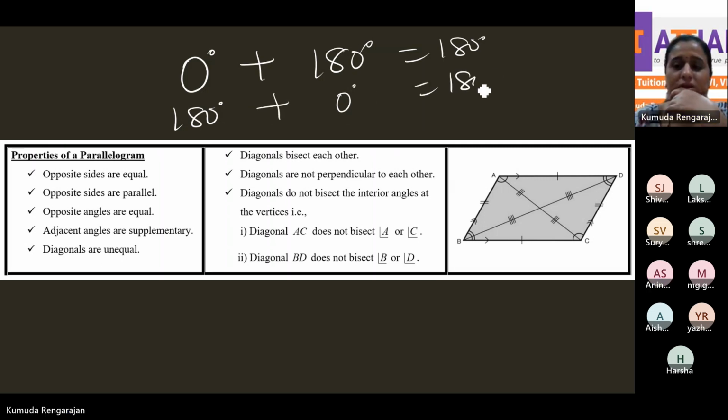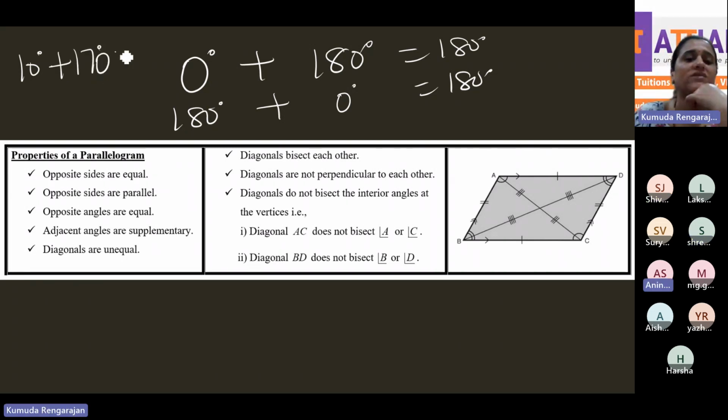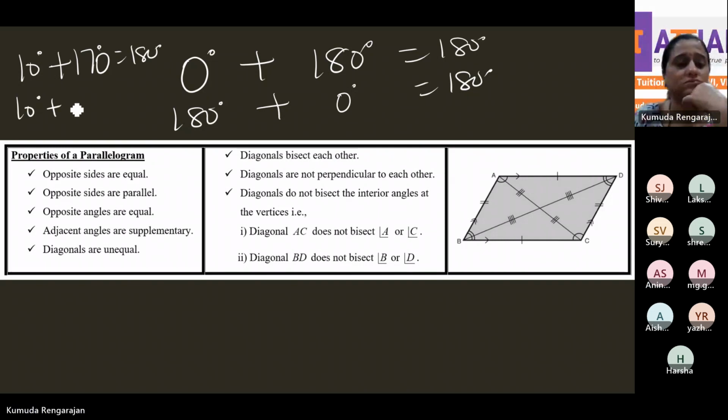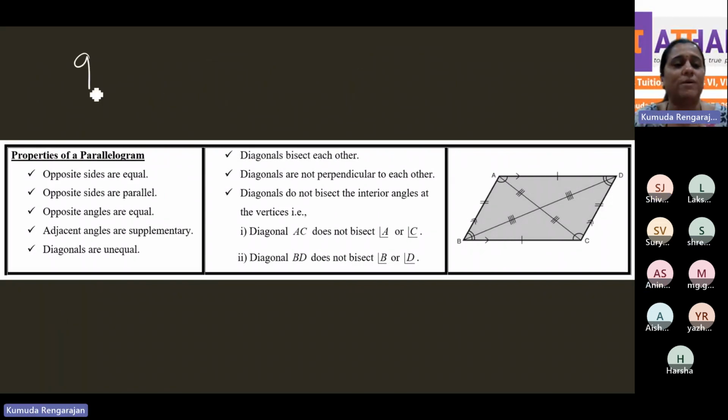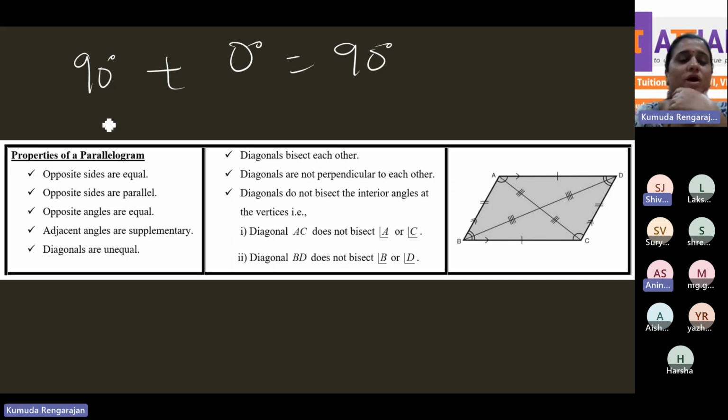What is the supplement of 10 degrees? 170 degrees. What's the complement of 10 degrees? 80 degrees. What's the complement of 90 degrees? 0 degrees. And what's the complement of 0 degrees? 90 degrees.